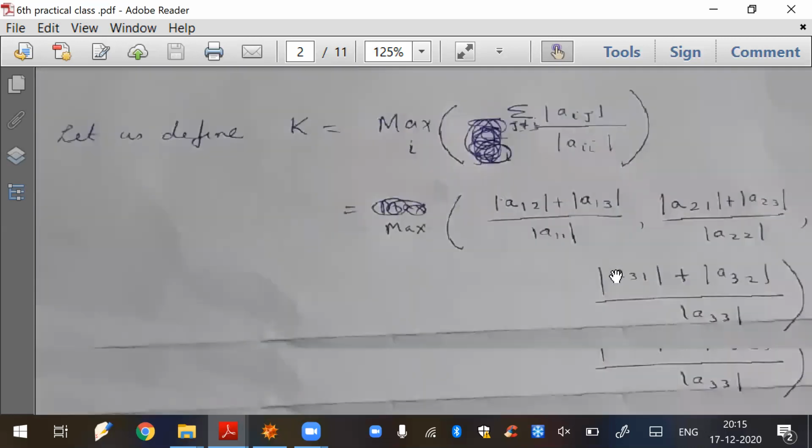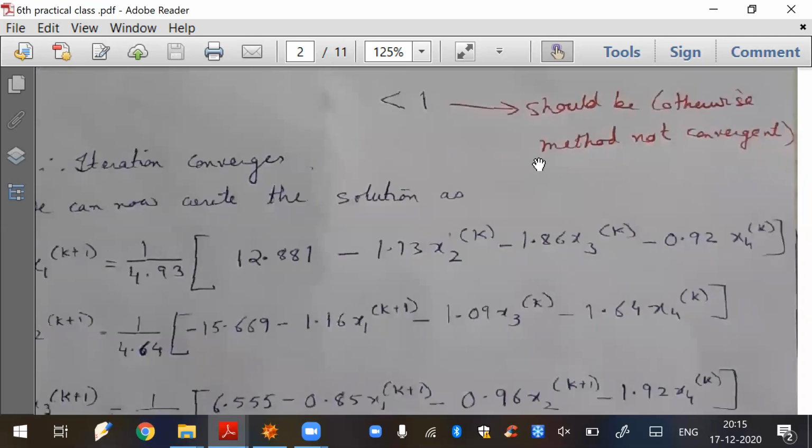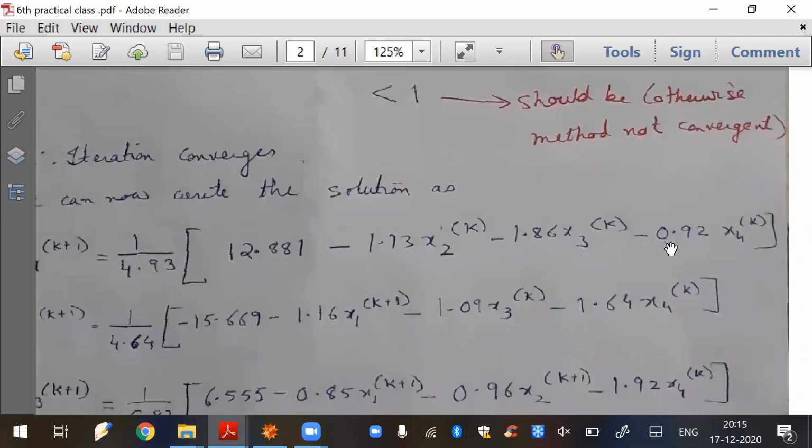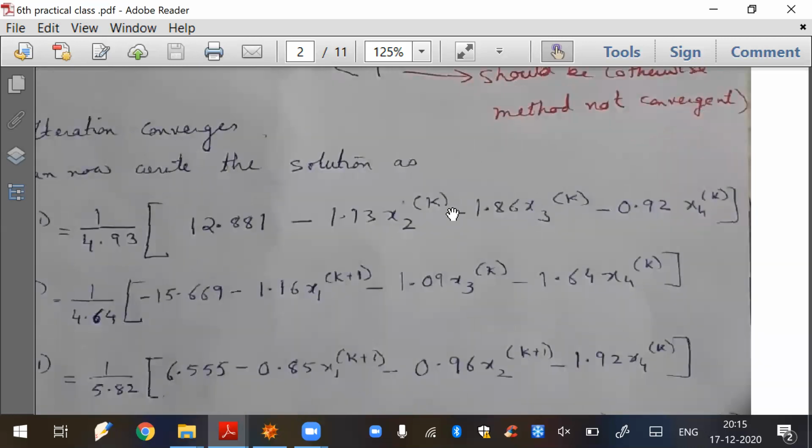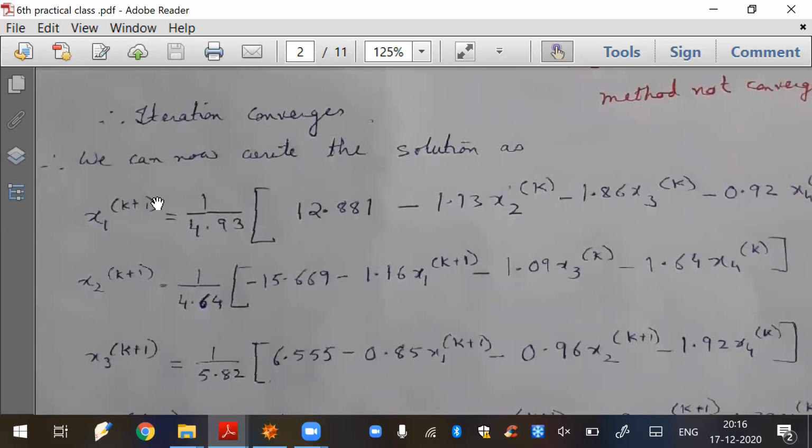But some difference is there. What difference? I am writing here not exactly x2, x3, x4, but the values of x2, x3, x4 at the kth step iteration. Please first note the difference. I am trying to find the value of x1 at the k plus 1th step iteration, and I am using on the right hand side the values of the remaining three variables at the kth iteration, the one step iteration below. So this is what you write for x1 k plus 1.